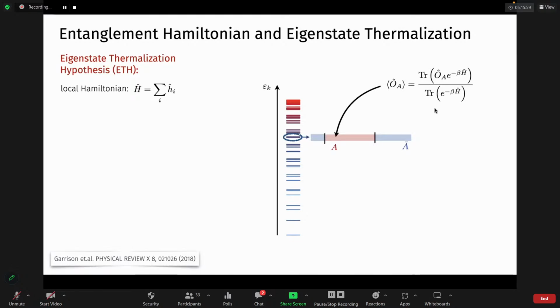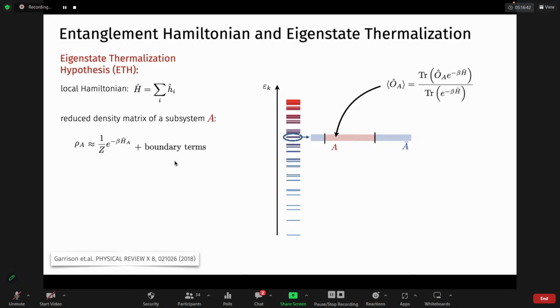This eigenstate thermalization hypothesis tells you that local observables look like expectation values from a thermal ensemble, as if they are taken in a state e to the minus beta h, where beta is some inverse temperature and h is your system Hamiltonian. Now, if this statement were true for all observables in the subsystem A, you can actually conclude from that your reduced density matrix takes the form of a Gibbs state, where the Hamiltonian in the exponent is just the system Hamiltonian restricted onto the subsystem. So this is an example where this entanglement Hamiltonian is very easy. It's just the system Hamiltonian itself.